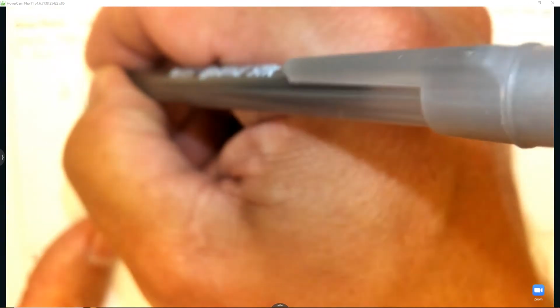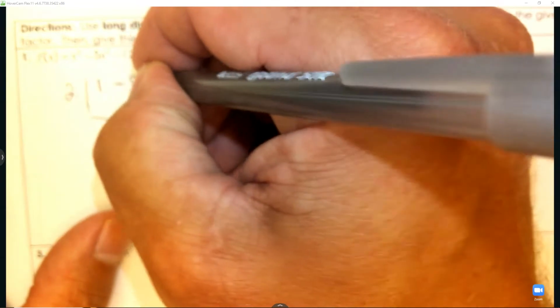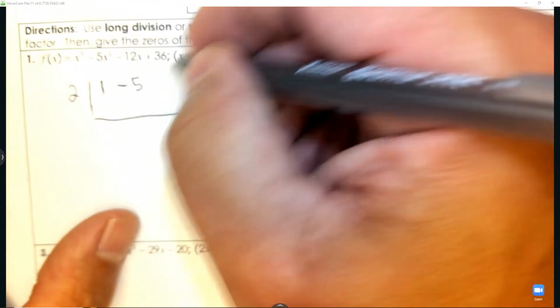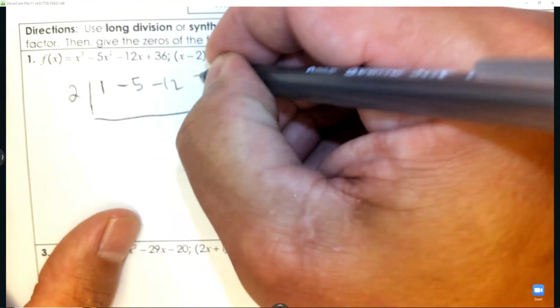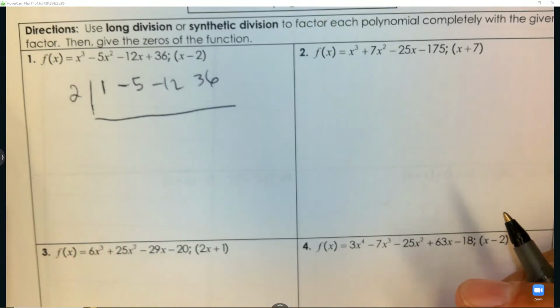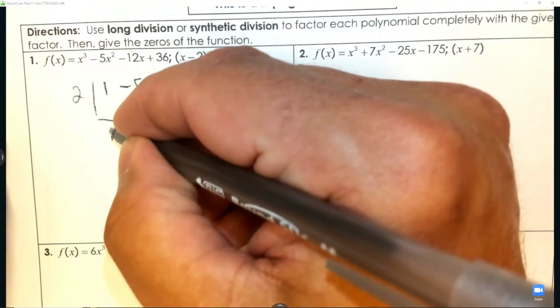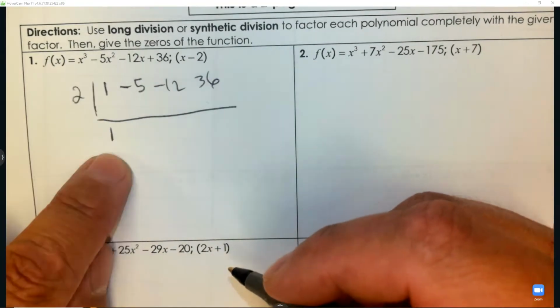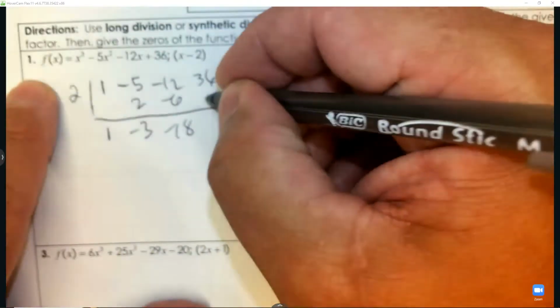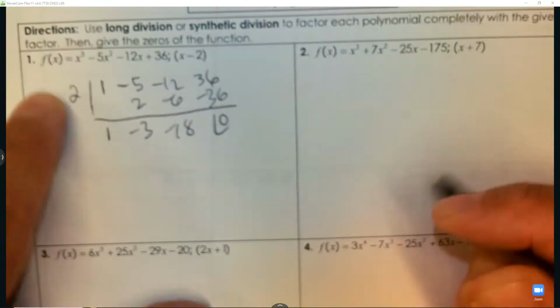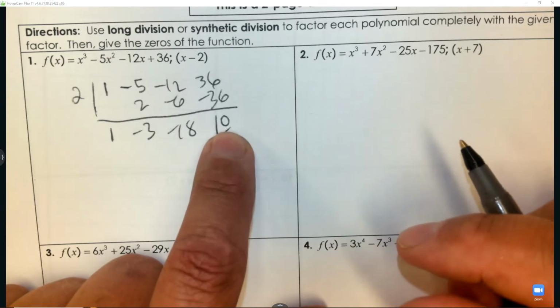So in front of x cubed, in front of x squared, in front of x, and then 36. That's not bad. And then we're going to drop the first number all the way down, and then we're going to multiply and then add. We're going to multiply and add. We're going to multiply. This one has no remainder.